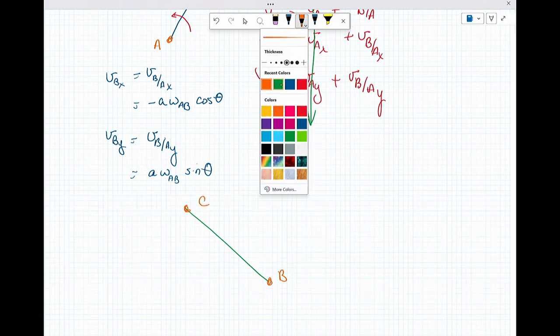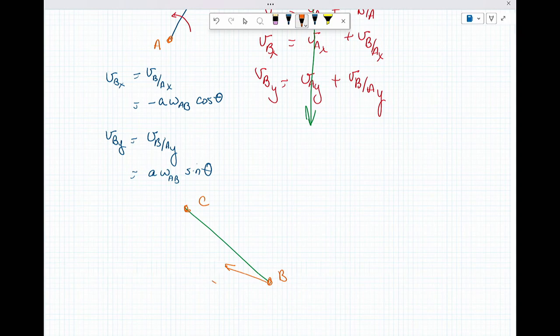And this is where it gets confusing for me. Here. I need to know the direction of velocity B on the link BC. Now, the magnitude, that I already know, the direction I already know, but I'm going to reference it relative to this link.